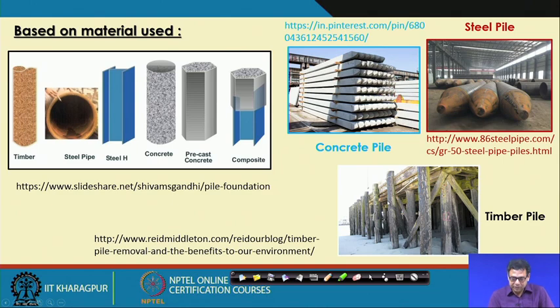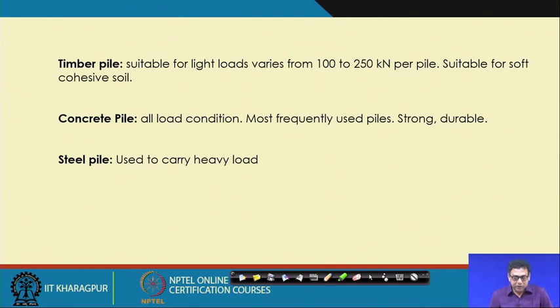Okay. So, these are different types of piles. Now, when will we use the timber pile? It is suitable for light loads, when the loading is very less or comparatively less, varying from 100 to 250 kilonewton per pile, and suitable for soft cohesive soil, because then it is very easy to drive into the soil.